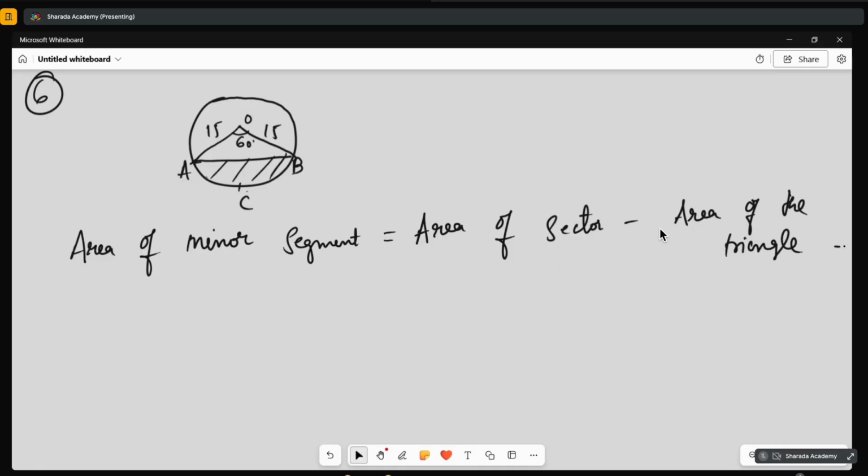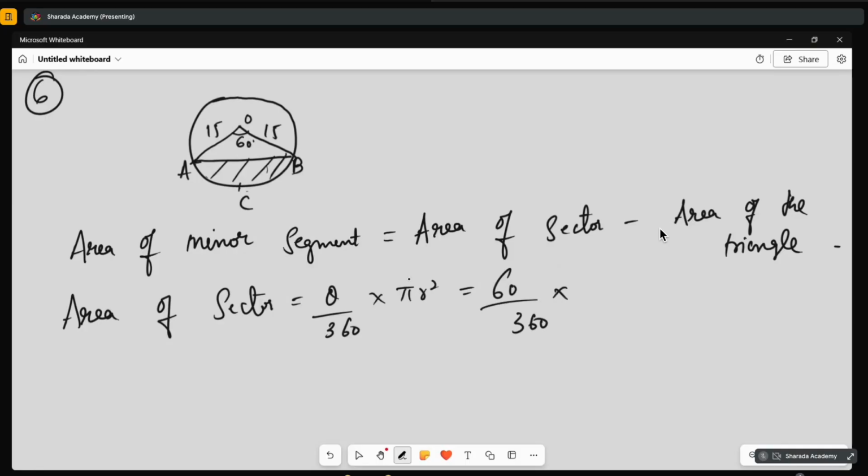Okay. Now, he is asking the area of the minor segment here, and it makes an angle of 60 degrees at the center. Now, what is the area of the sector? Area of sector is theta by 360 into pi r square. So theta is what? 60 by 360 into pi, we will take it as 3.14, into 15 into 15.